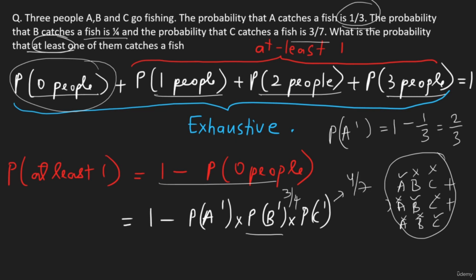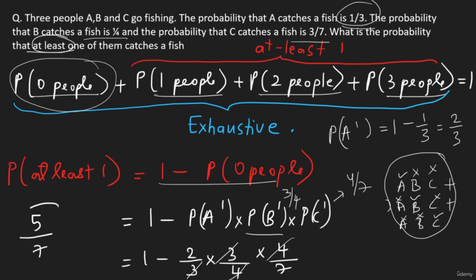Therefore, this expression over here becomes 1 minus 2 by 3 into 3 by 4 into 4 by 7. And this 3 and this 3 gets cancelled. This 4 and this 4 gets cancelled. So it's 1 minus 2 by 7, which is equal to 5 by 7. And that is your answer.